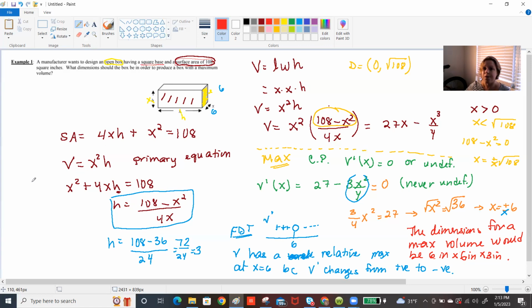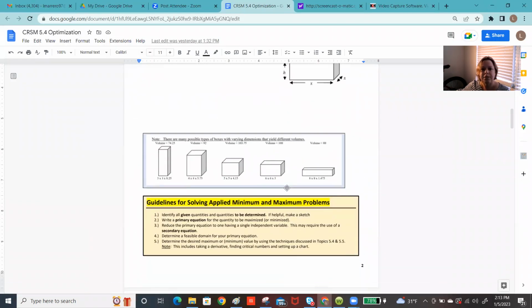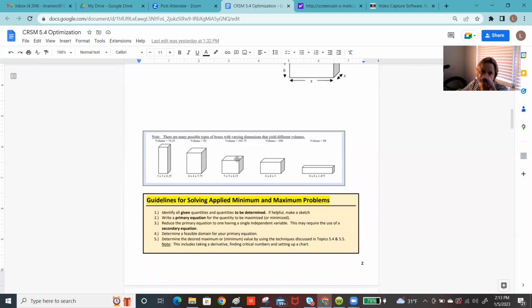I have all these instructions here for you. Let me see, where's my cursor? Okay, here it is. I guess I forgot about this. This was just showing that there are a few boxes that have a surface area of 108 square inches. We just needed to find the one that yields the maximum volume, and that's what we did.